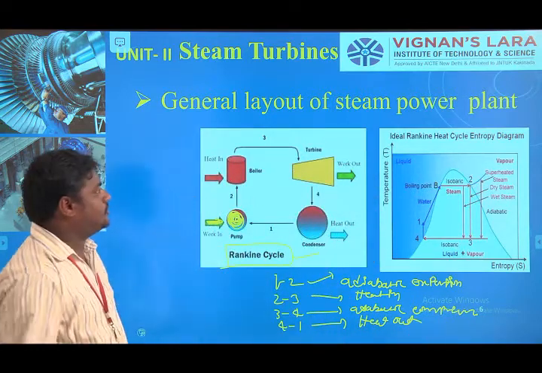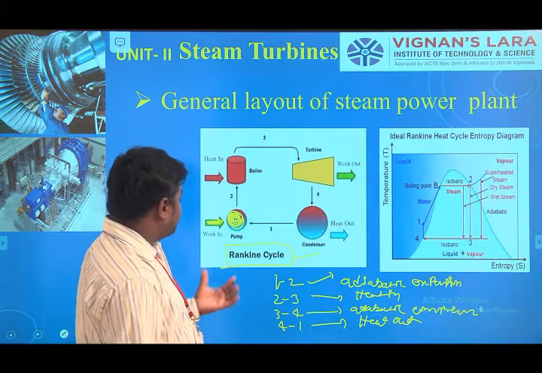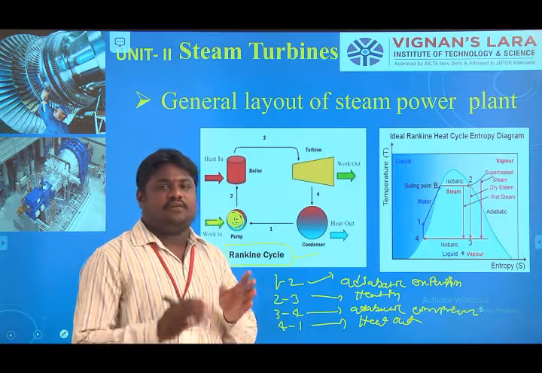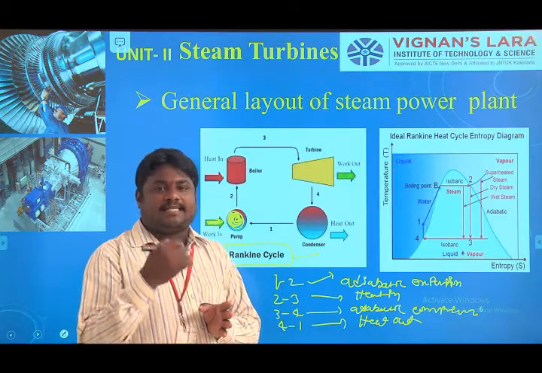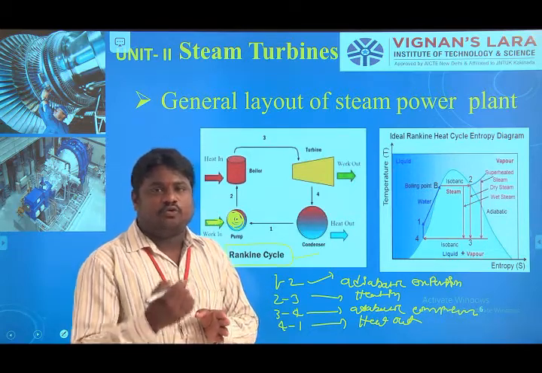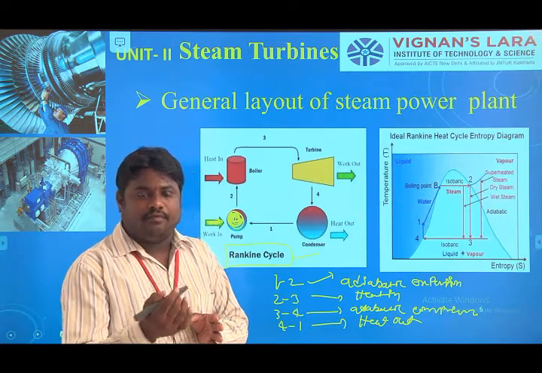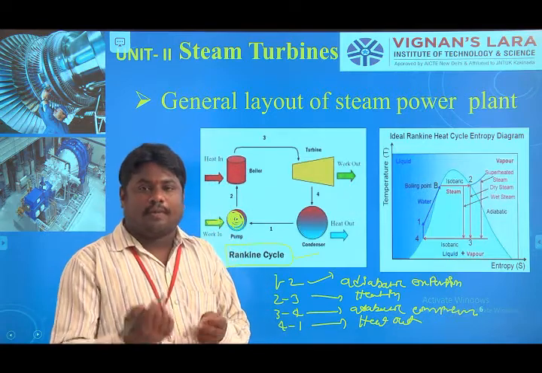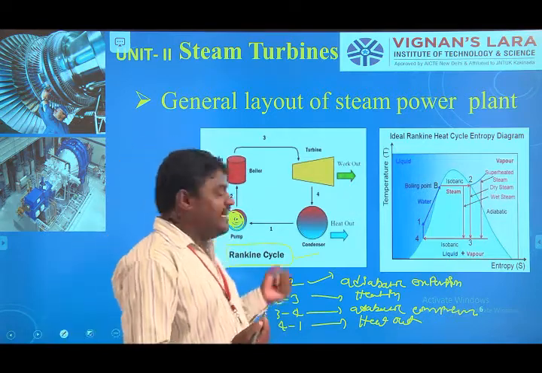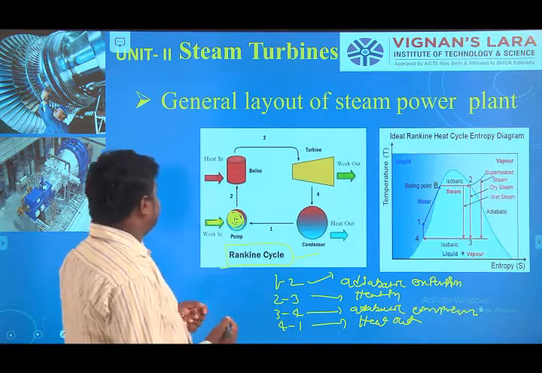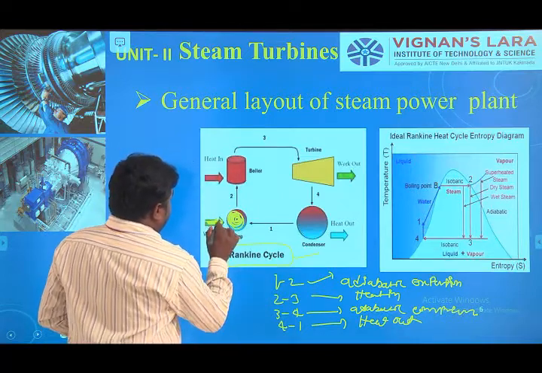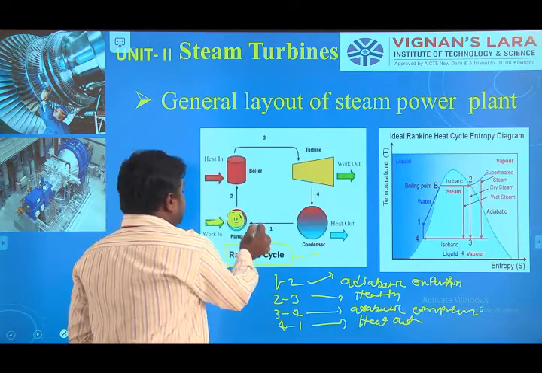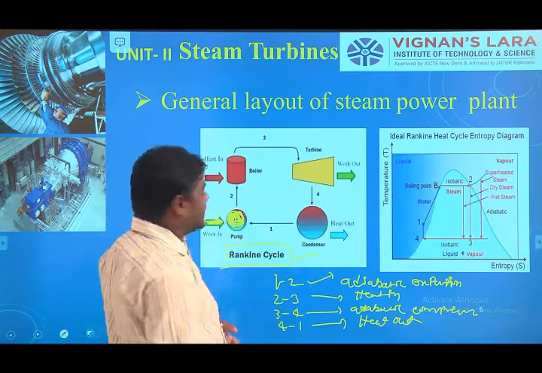So the Rankine cycle has 4 processes. The 1 to 2 process is the adiabatic expansion, the 2 to 3 process is heat in, the 3 to 4 process is the adiabatic compression, and the 4 to 1 process is the heat out. This is the work in, and this one is the pump. So 1 to 2 process is the adiabatic expansion.